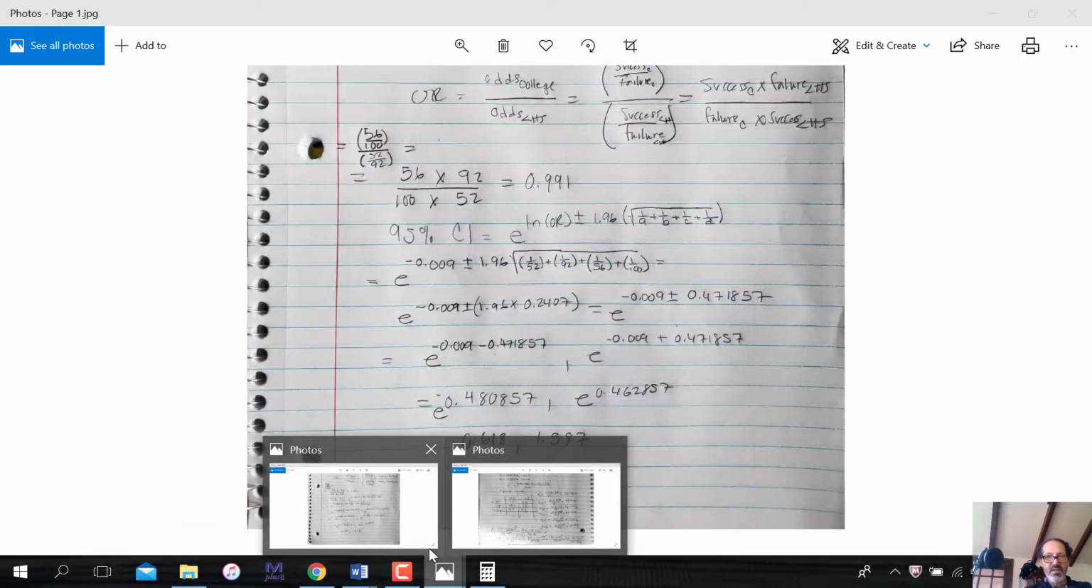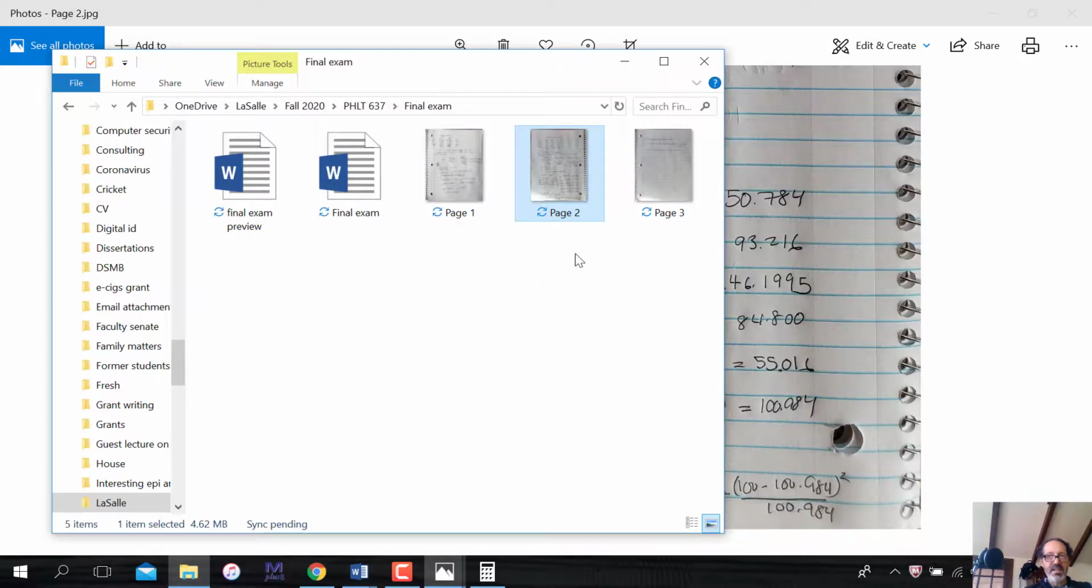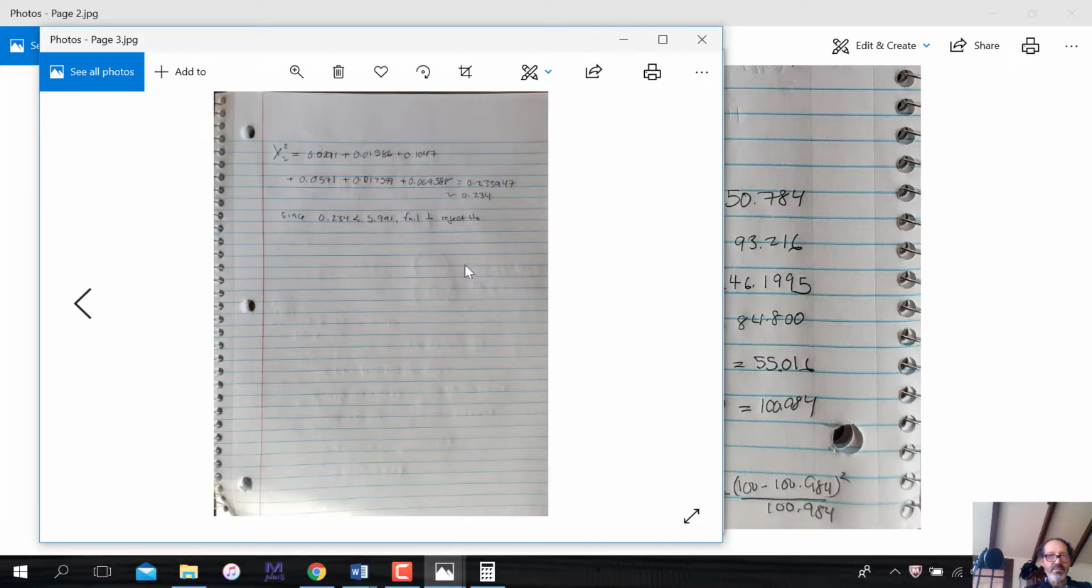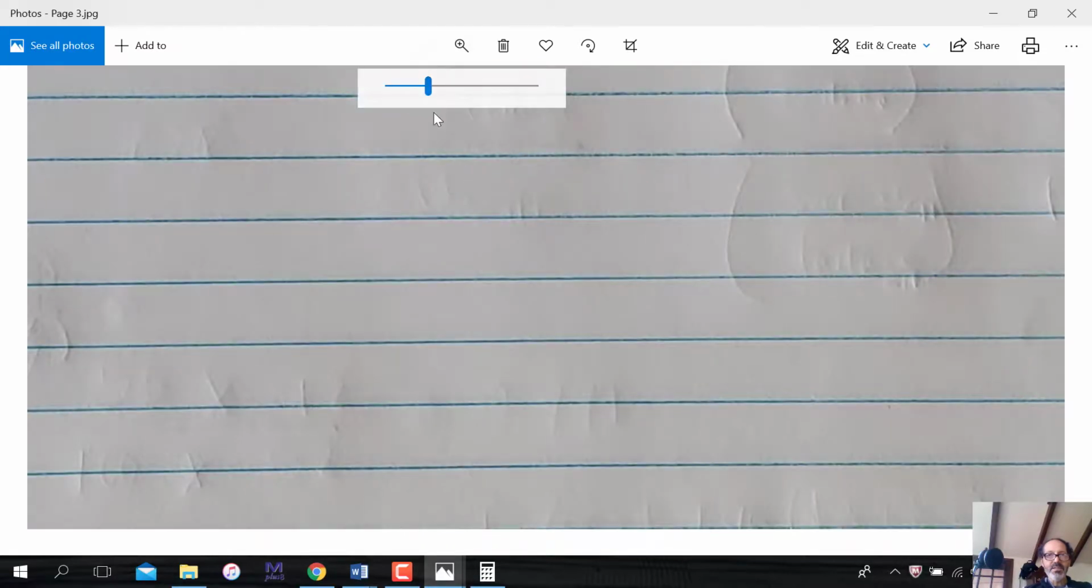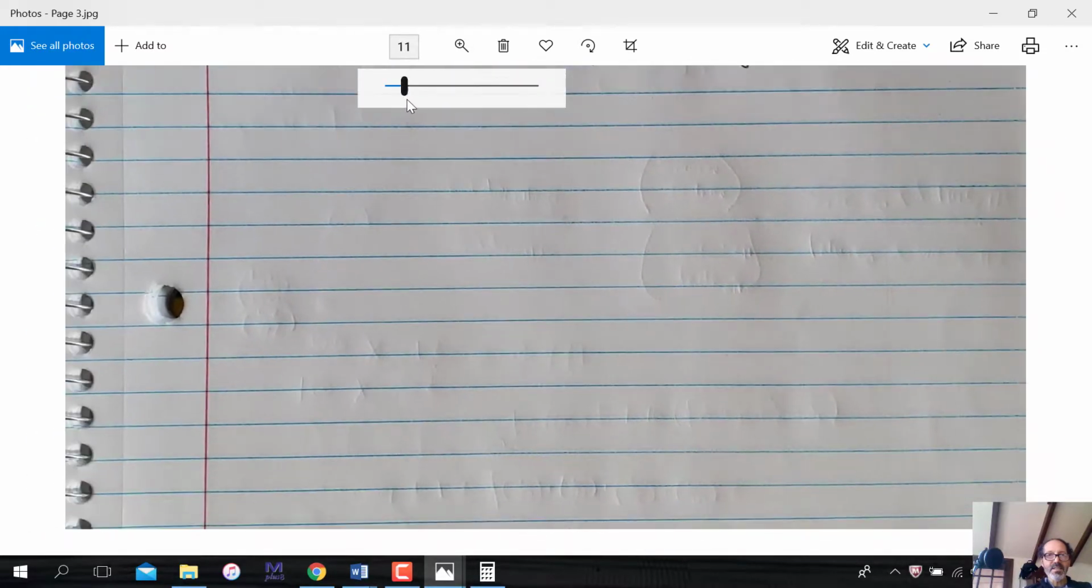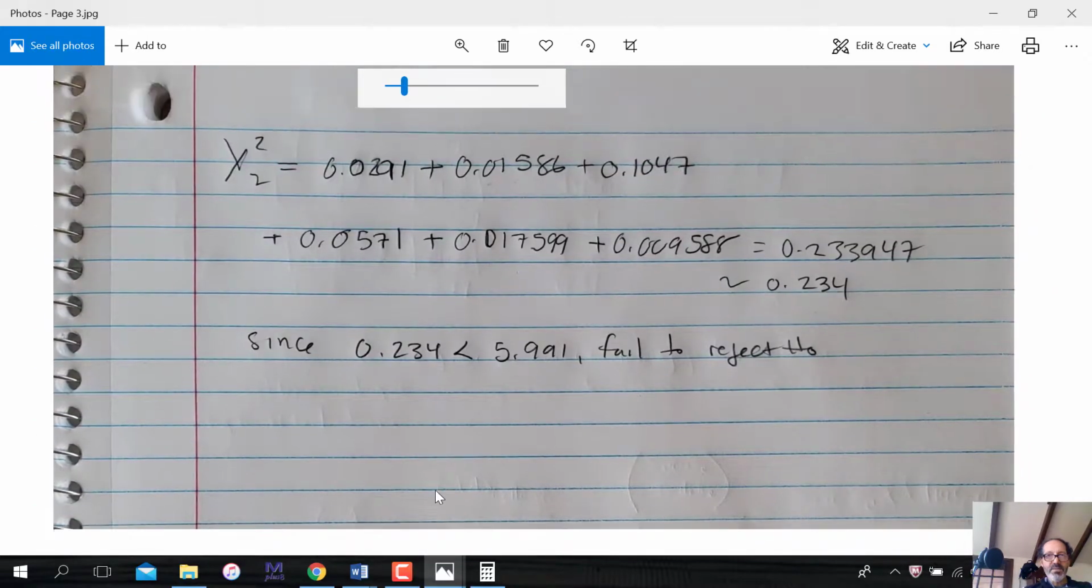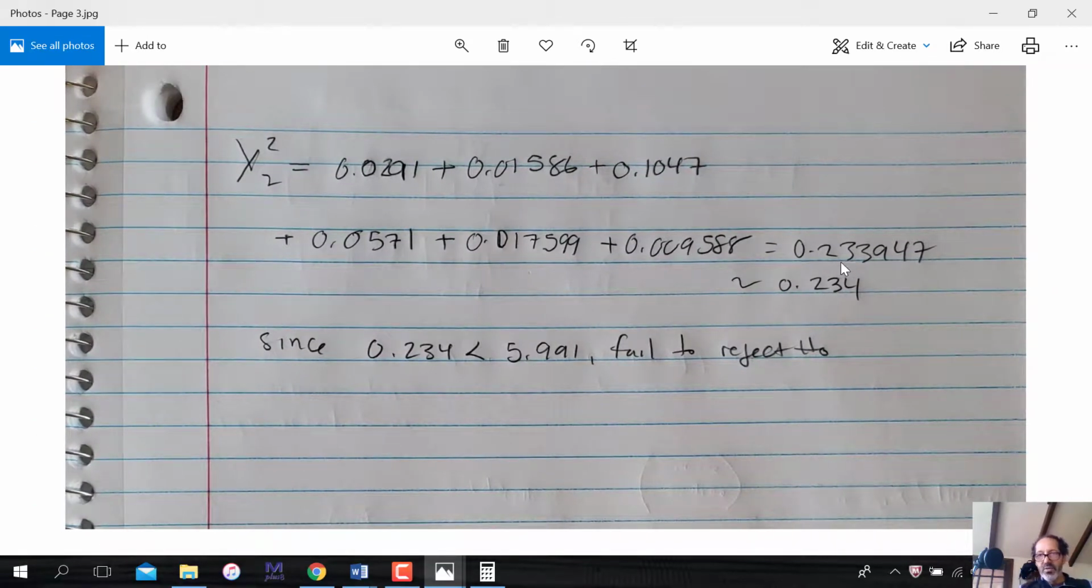And then let's go to the last picture here. So what I do then is I just add all of these up. I add all of these up and I get 0.233947, and now I like to present them in 3 significant figures. I get 0.234. Well, since 0.234 is less than 5.991, I would fail to reject the null hypothesis.